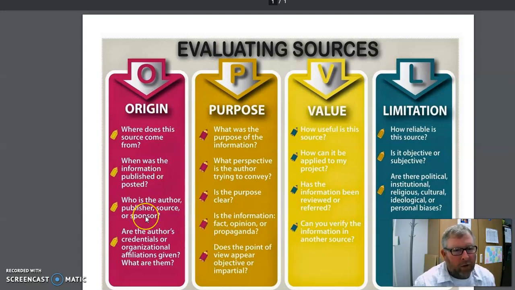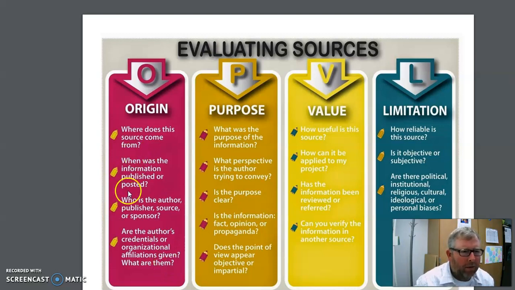All right. So pretty much what I want you to do is to focus on trying to answer as many of these 4 and as many of these 5 based on the source that is attached. So if you read through these questions, the first part for origin, where does it come from? When was the information published or posted? Who's the author, publisher, source, or sponsor? Are the author's credentials or organizational affiliations given? What are they? Sorry, that's a typo. It should be what are they?